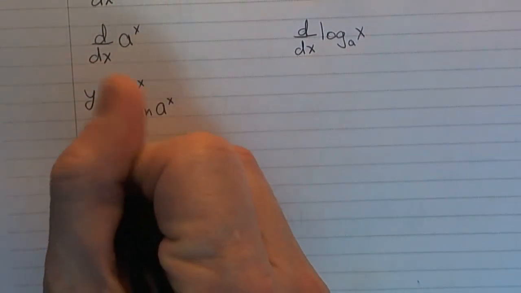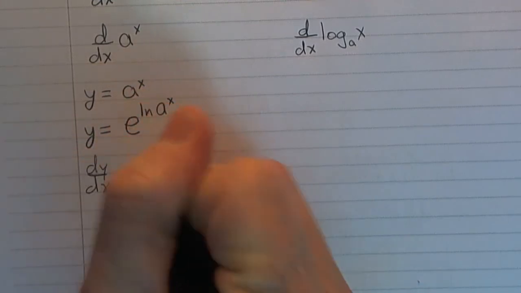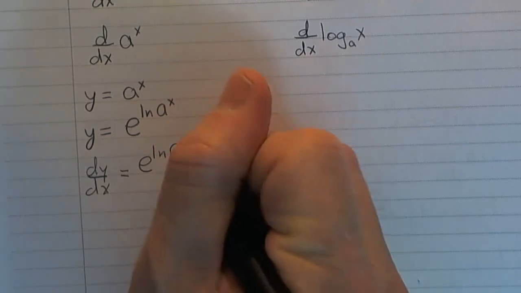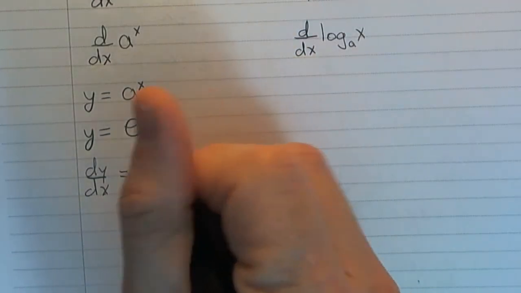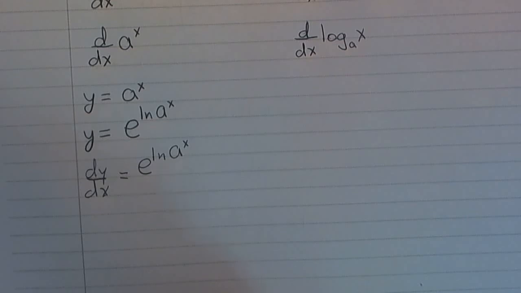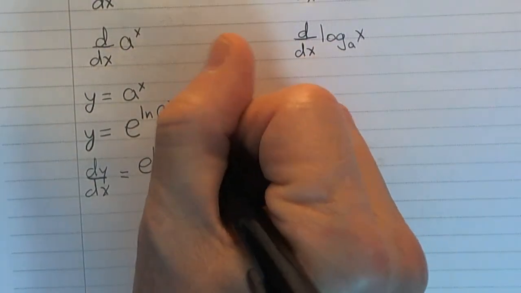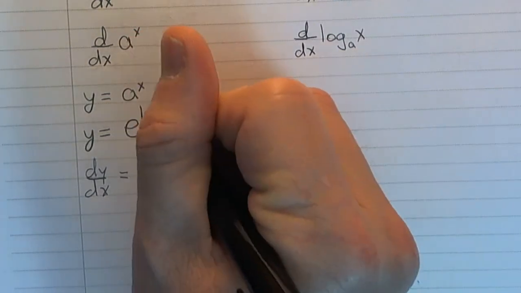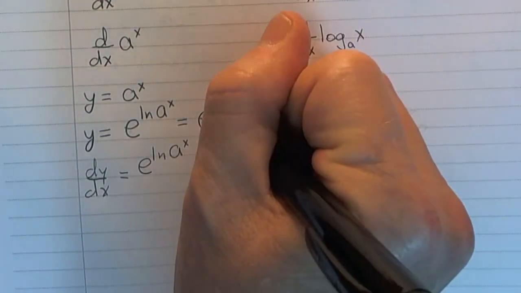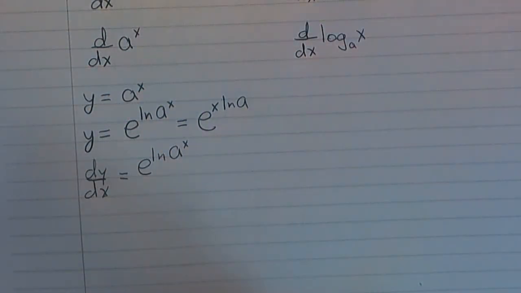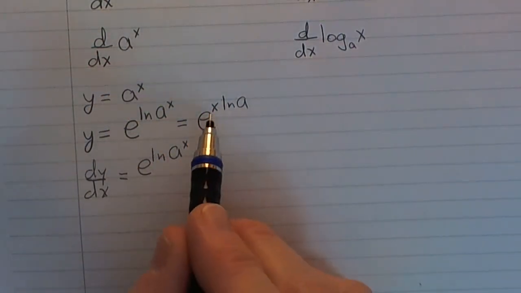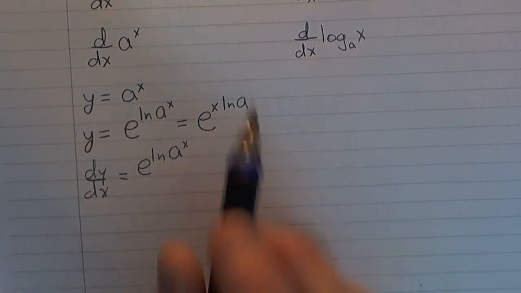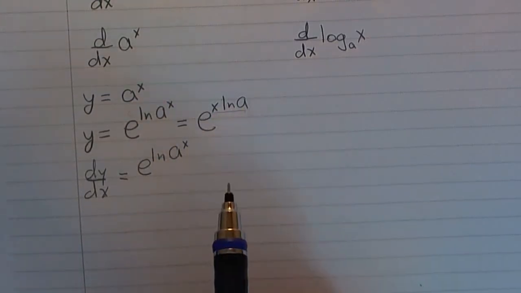If we differentiate, we'll get dy/dx is equal to e to the natural log of a to the x times the derivative of this natural log of a to the x. Well, notice that I could write log a to the x as x log a, because that's one of the properties of logs, right? I can bring the x out front. Now, I'm looking at the derivative of x log a.